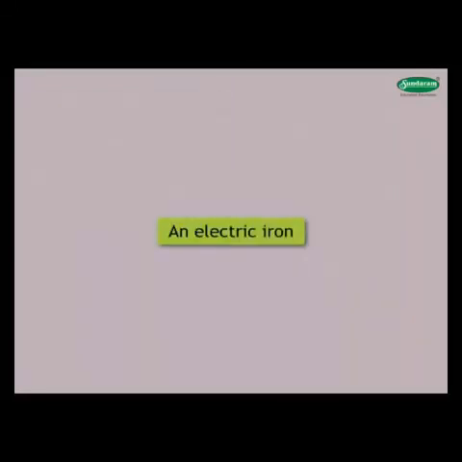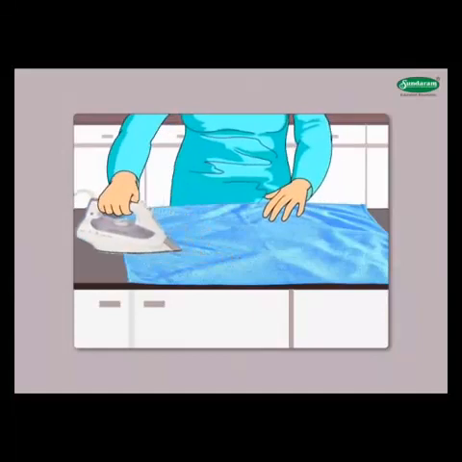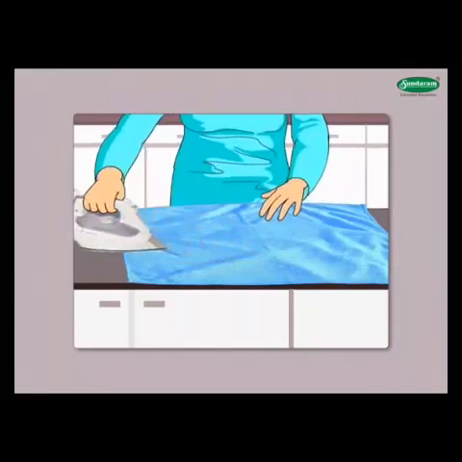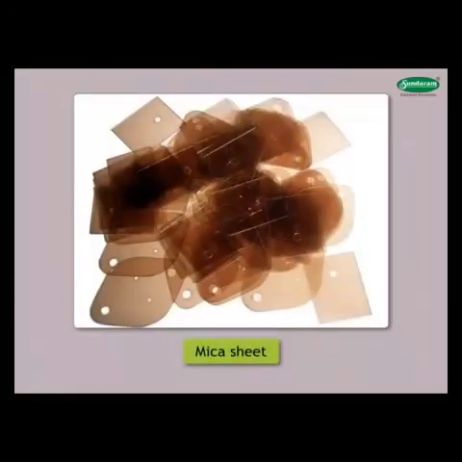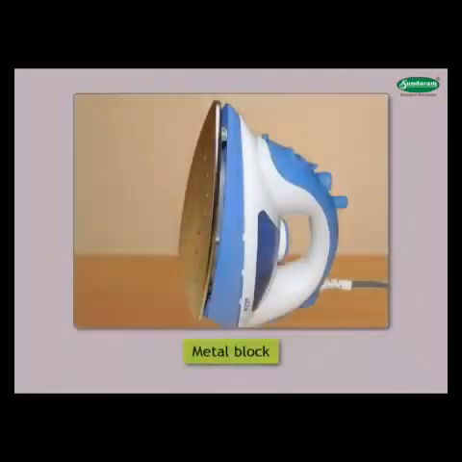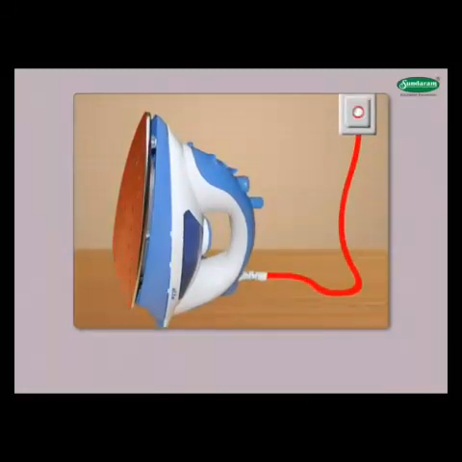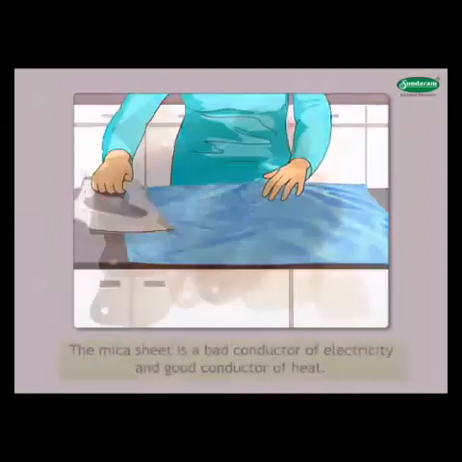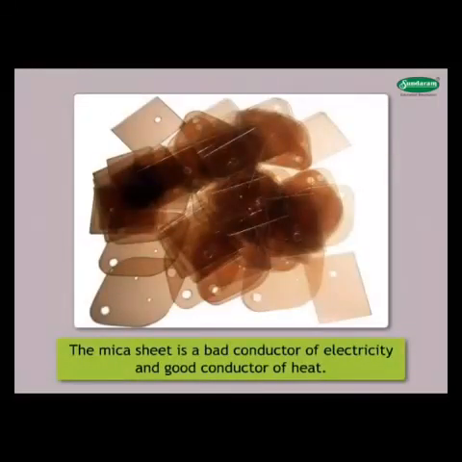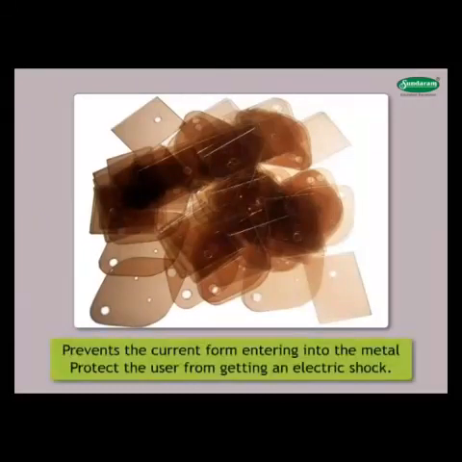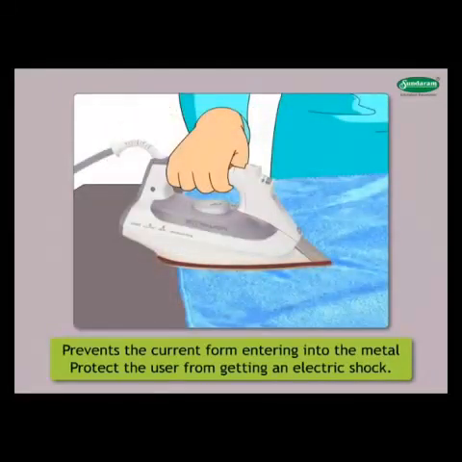An electric iron. An electric iron consists of a coil of high resistance covered by mica sheets and kept inside a heavy metal block. When electric current passes through the coil, it gets heated and can be used for ironing clothes. The mica sheet is a bad conductor of electricity and a good conductor of heat. It prevents the current from entering into the metal and thus protects the user from getting an electric shock.